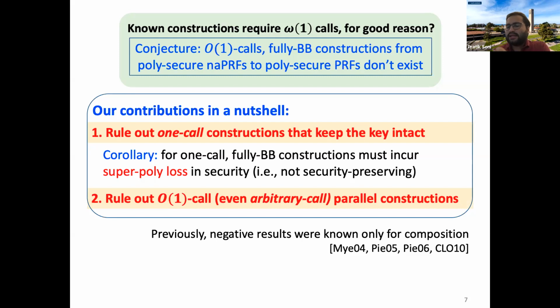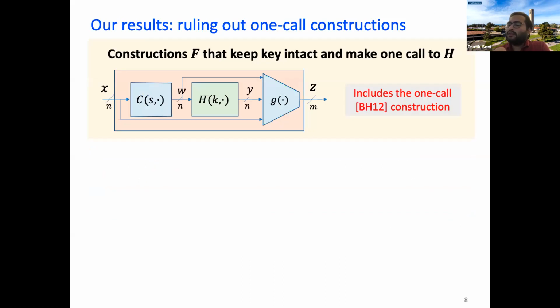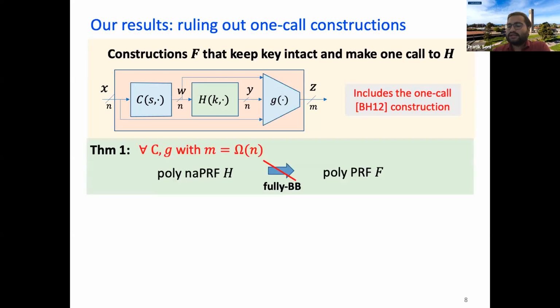So let's see things a little bit more formally, starting with our one-call result, which considers this construction that pre-processes the input to the non-adaptive PRF and post-processes its output with function families C and G respectively. Here, we give a very general result, which says no matter what C and G are, the polynomial time PRF security of F cannot be shown from the polynomial time non-adaptive PRF security of H under fully black box reductions.